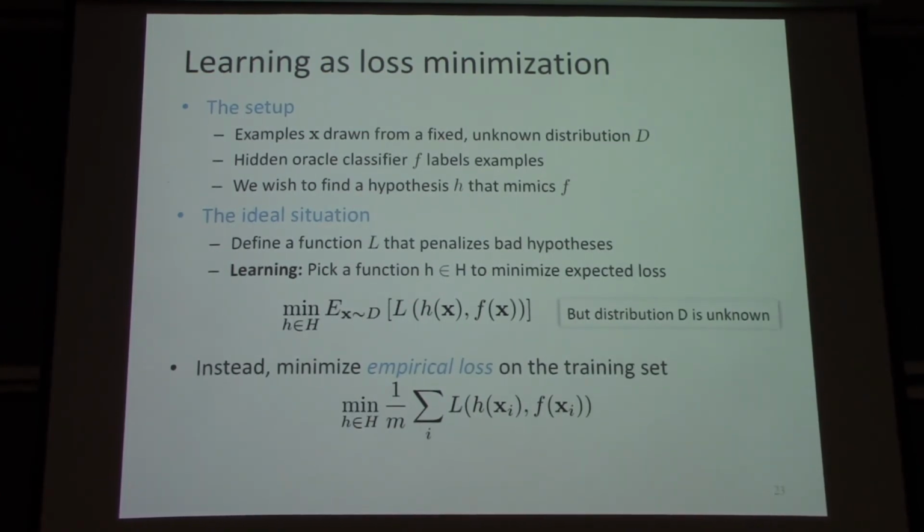But the true distribution is unknown. So instead, we don't have the true distribution, but we have a sample from the true distribution, and that's called the training set. And instead of minimizing the expected loss, we're going to minimize the empirical loss. The empirical loss is simply the average value of the loss over the entire training set. So we are going to try to find a hypothesis that minimizes the empirical loss. This is a template that shows up in multiple ways.